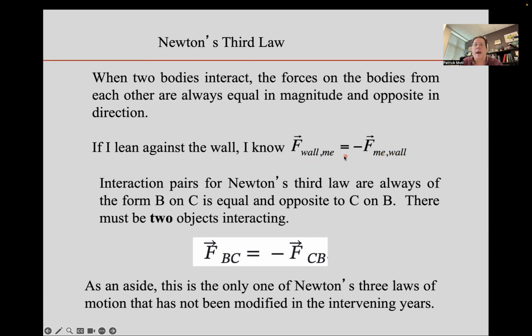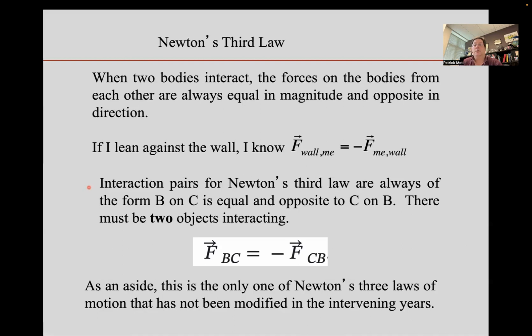And that's what I'm trying to capture here with this notation. The F wall comma me means the force that I exert on the wall, the F me comma wall meaning the force the wall exerts on me. Those two are equally strong, but they point in opposite directions. That's how we get this equal and opposite phrasing that pops up in physics and not so much in other fields.